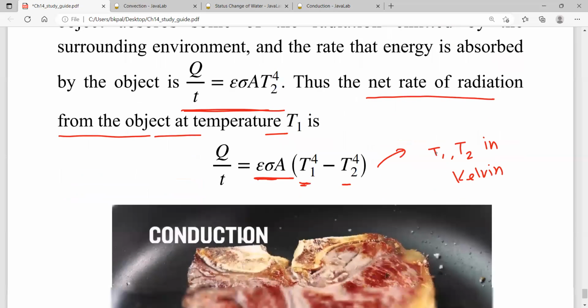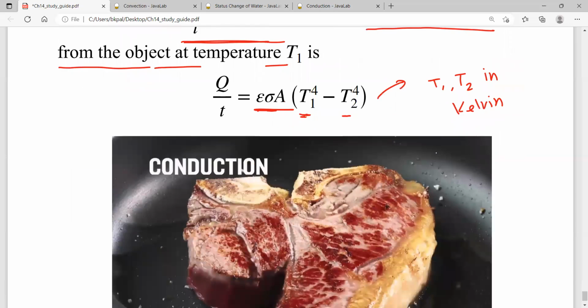All right, so that's it for this chapter. In the next class, I'm going to solve some of the classwork problems.